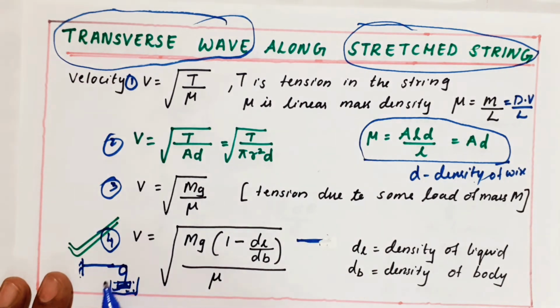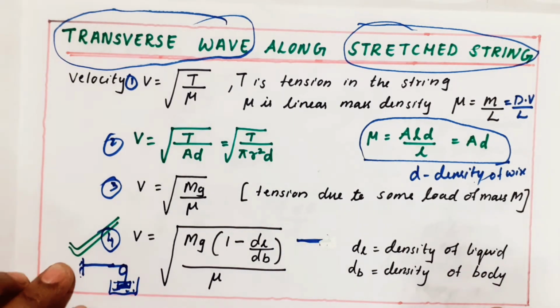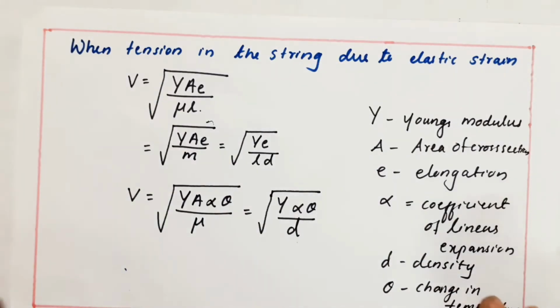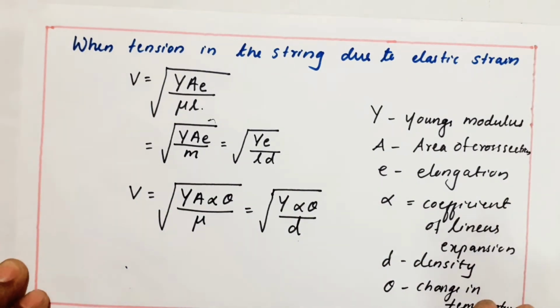If the load is immersed in another fluid, in those cases your speed changes to root over mg into (1 minus d_L by d_B) by mu. I told you why this term came: because of the buoyant force. Now, I need to give a few more equations. So total 4 equations I discussed.